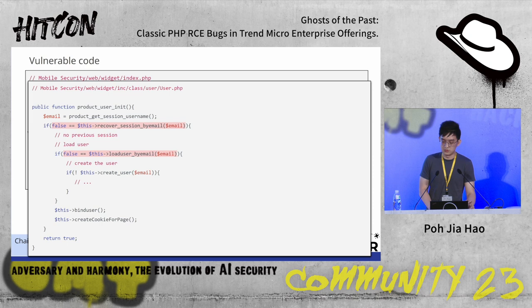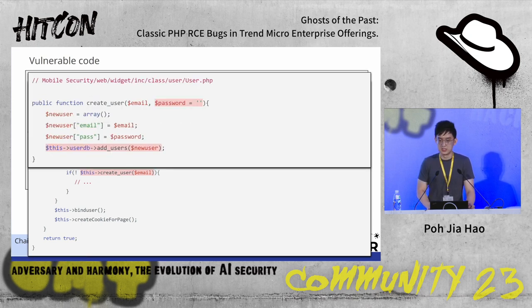Next, there are two functions: recover session by email and load user by email, which basically check if the email that we supplied already exists in the database. Since we have no knowledge of any valid email addresses, let's just skip this first, as we are interested in a particular function near the bottom called create user, which sounds interesting.